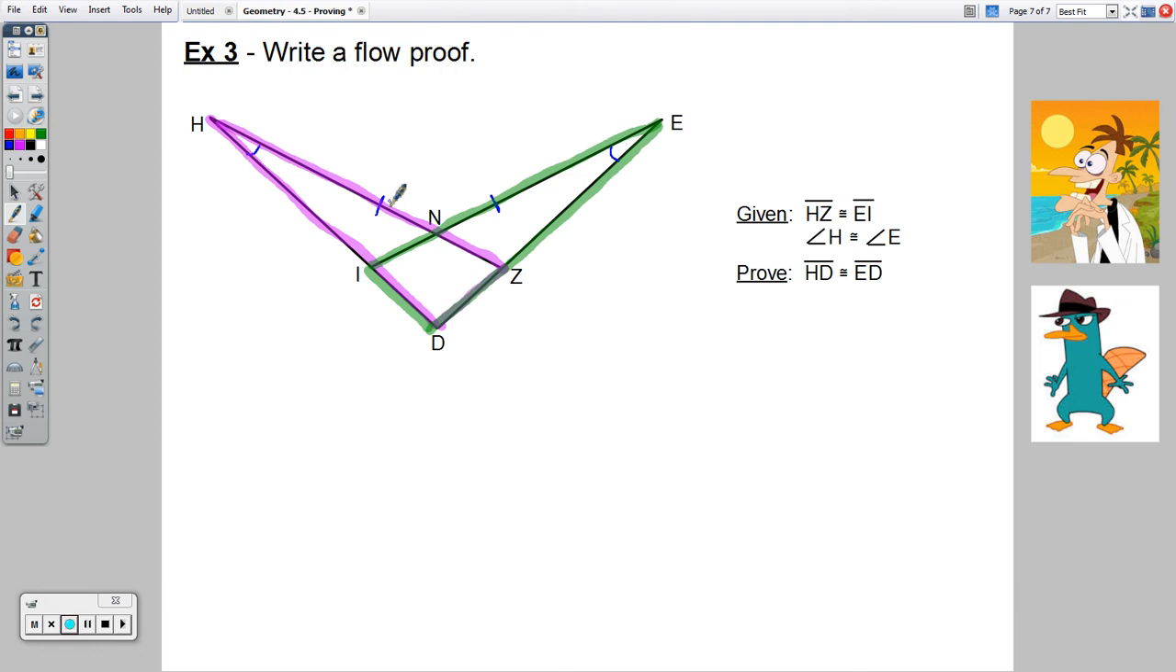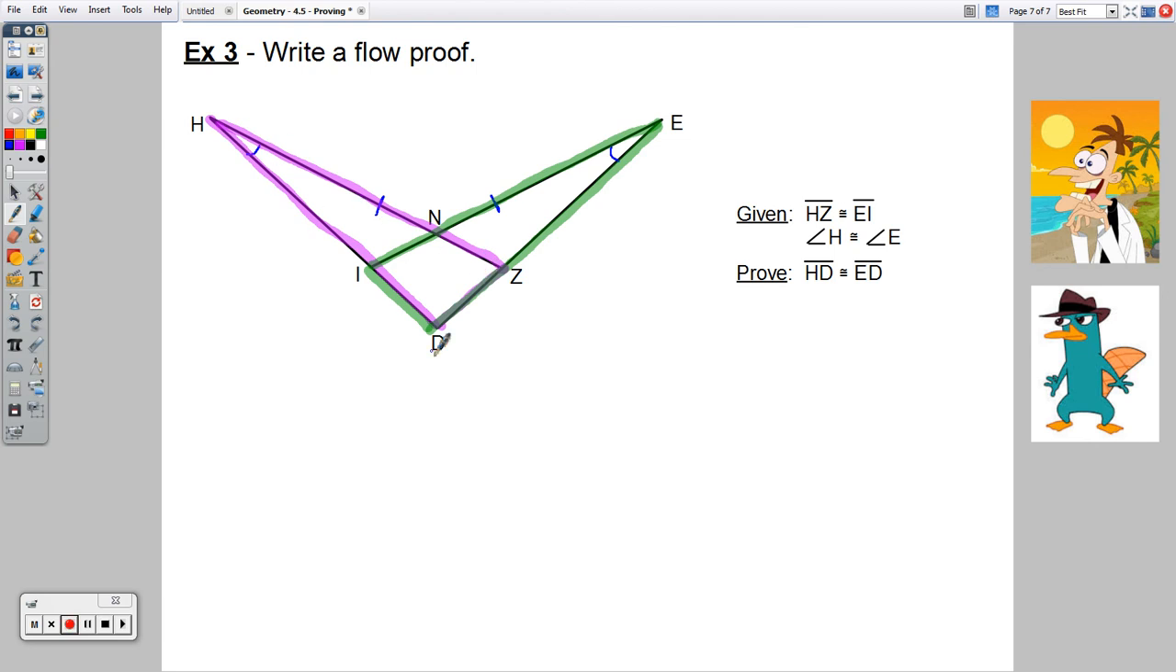So I've got an angle and a side. I've got here an angle and a side that match up. So I either need another side or another angle. I could use side angle side, or maybe angle angle side, or angle side angle. So I can't prove that angle NZD would be congruent to angle NID. I don't see anything that would tell me that that would be true.